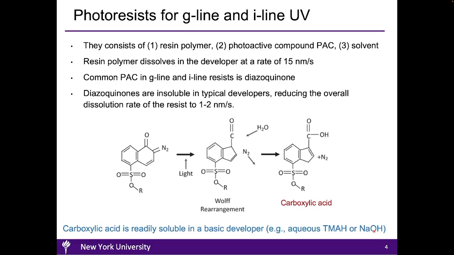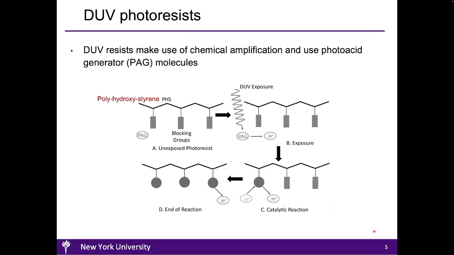Therefore, the exposed regions of the resist dissolve fast, at a rate of 100 to 200 nanometers per second. The unexposed regions of the resist are, however, unaffected by the developer, allowing the resist to reproduce the image of the mask. Unlike the G-line resist, the deep UV, or DUV, resists are based on a completely different chemistry.